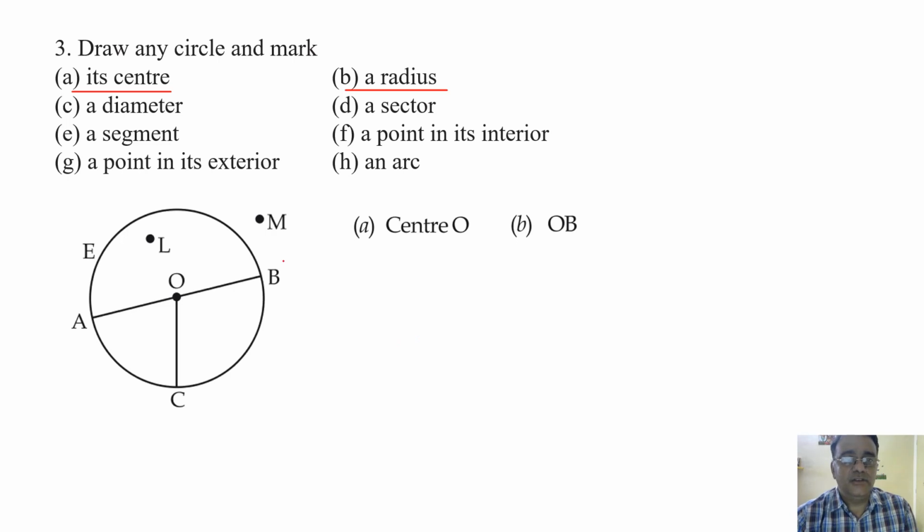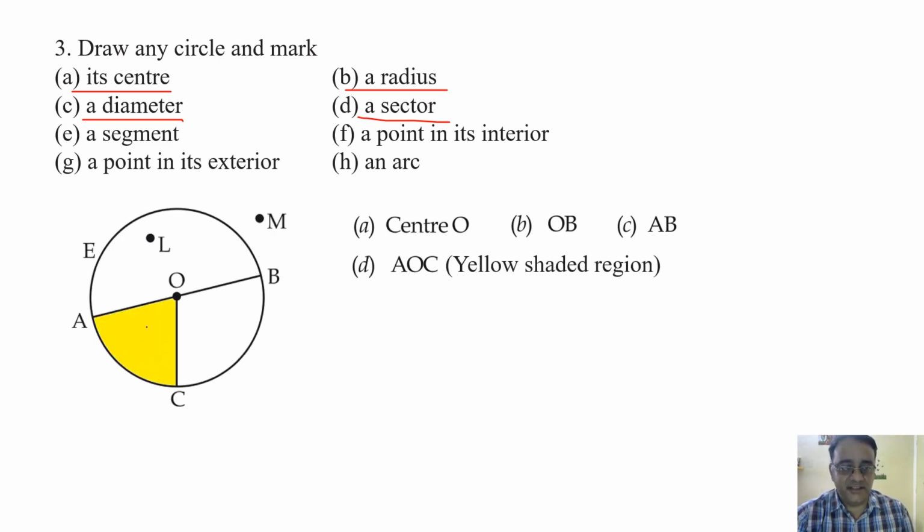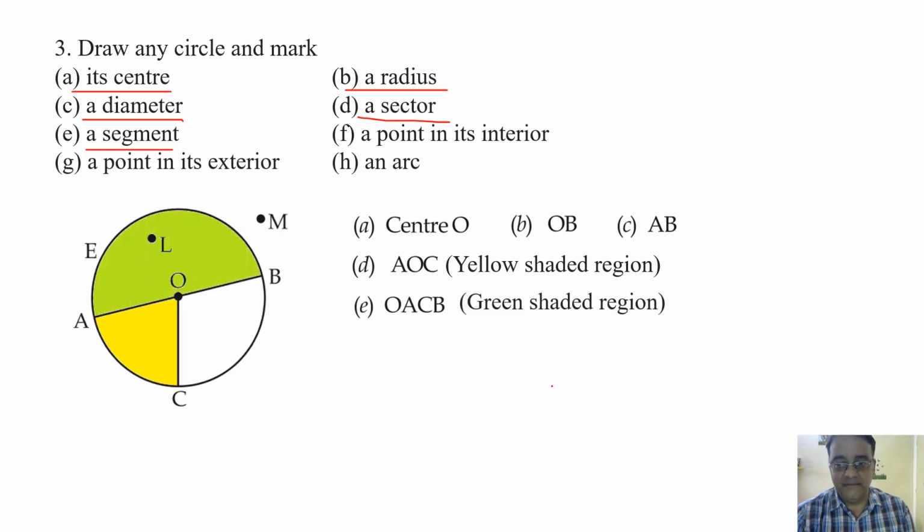Now the diameter. The diameter is AB. Right. Next is sector. Sector here, see, AOC. This yellow color, the yellow shaded region, is a sector. Now next, segment. We know that a chord divides a circle into two parts. Each part is called a segment, right? So see here, the green color part is the segment. Although here it is a semicircle, this is also a segment.